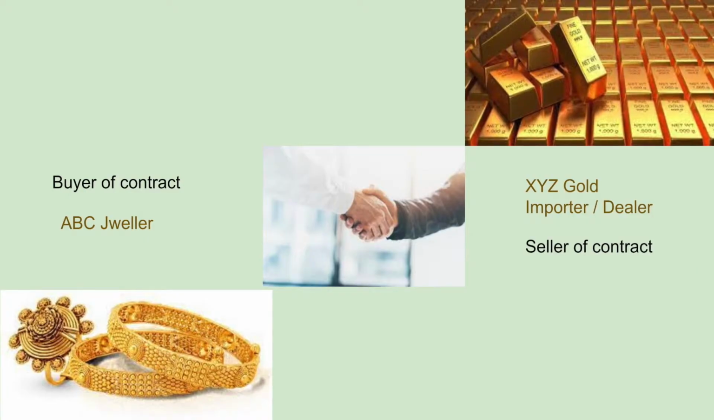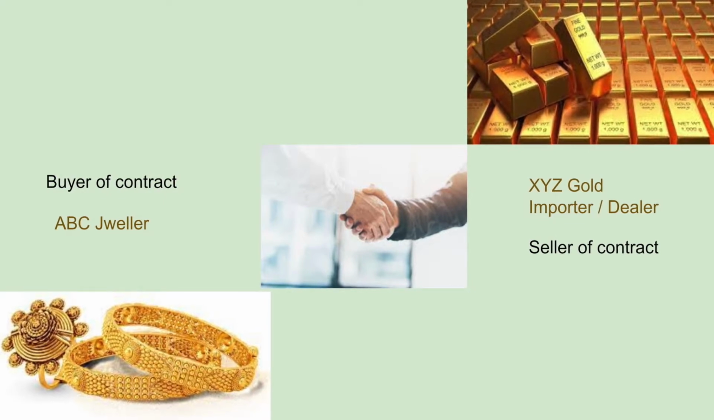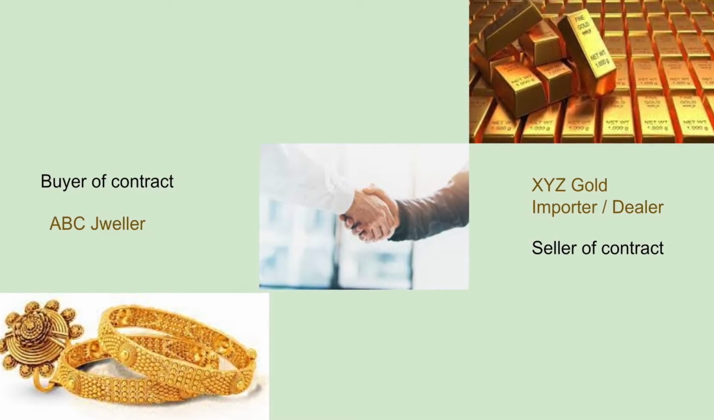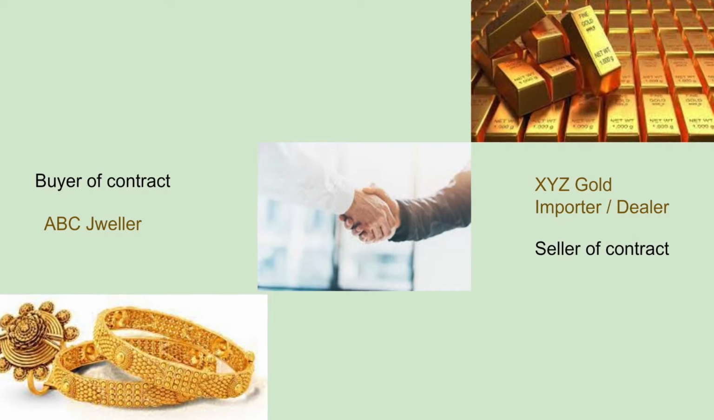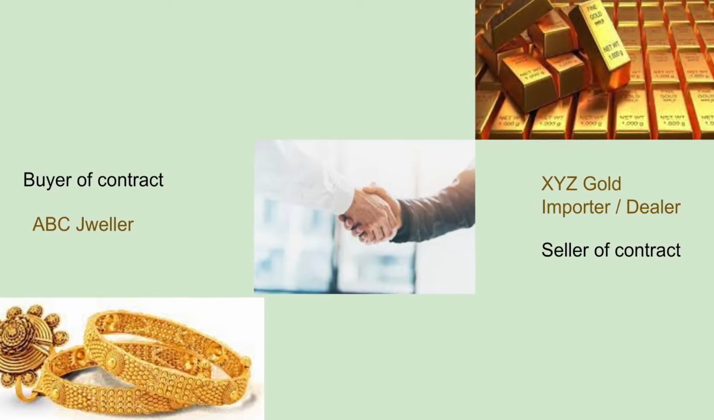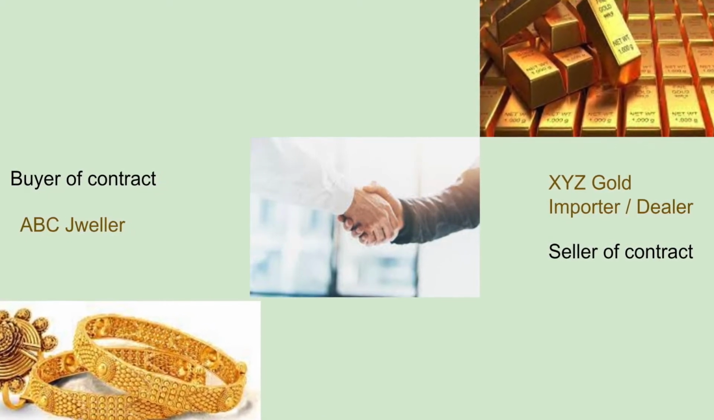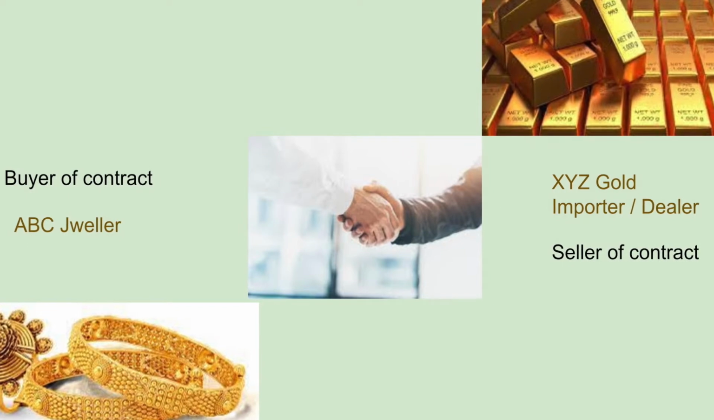Now suppose on 1st of Jan 2021, ABC Jewelers agreed with XYZ to buy 15 kilograms of gold at a certain purity, say 99.99% purity, in 3 months. Let us assume 30th of March 2021. Now they fix the price of gold at the current market price. So let us assume the current market price of gold in a rounded figure.